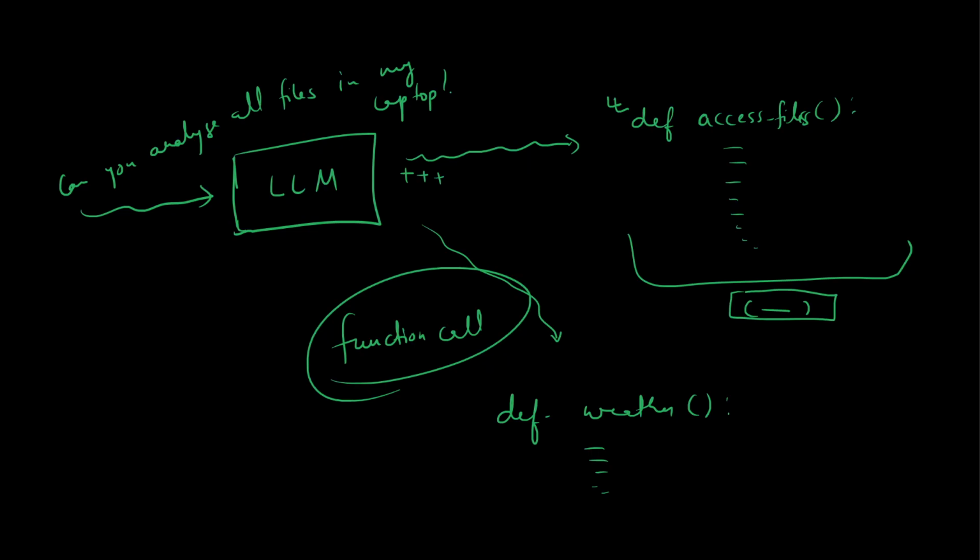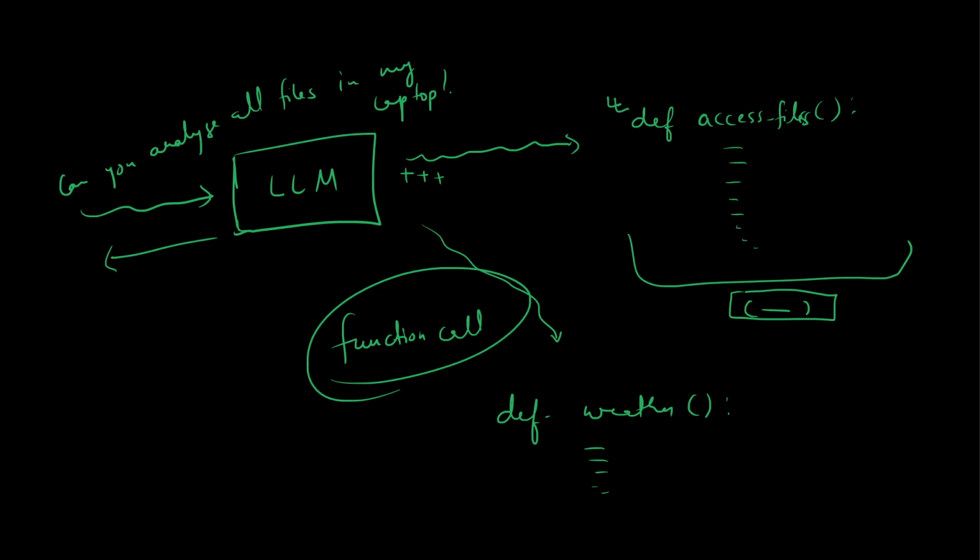So the LLM basically decided that, okay, fine, I'm supposed to use this access file function. It runs that specific function. Whatever output you get from that function, the LLM fetches that output, analyzes it, and finally gives you a relevant output. That's how the entire function calling basically works.